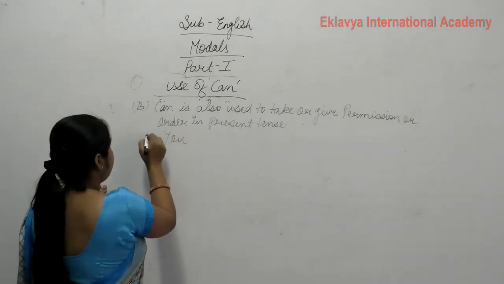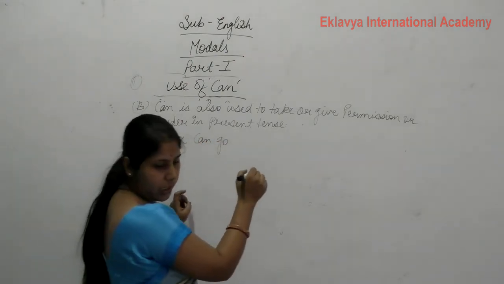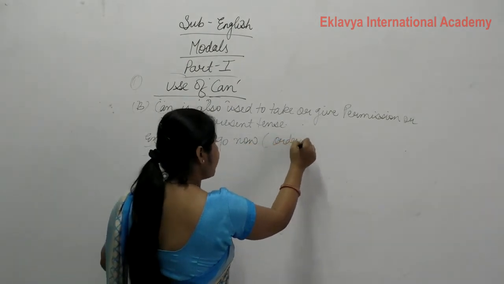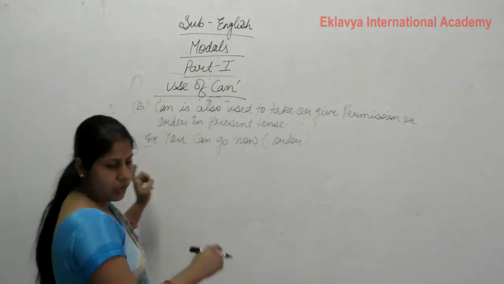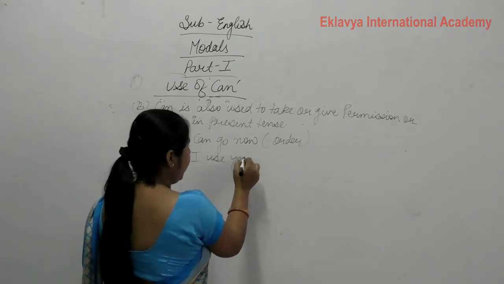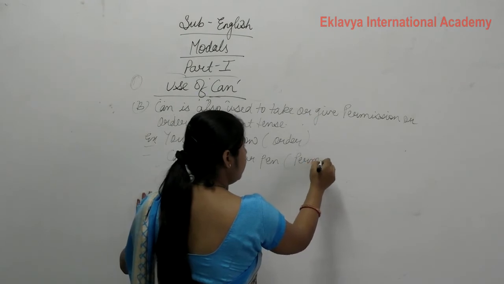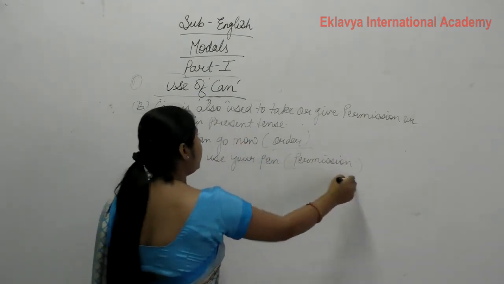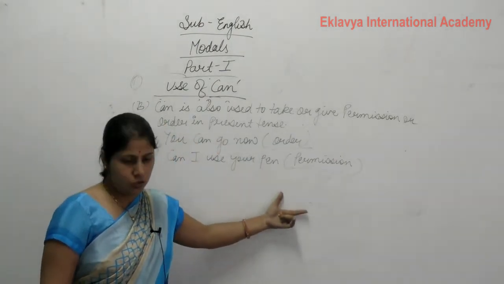You can go now. This is what? This is order. Okay. But this is given in present tense. Okay. Next is what? Can I use your pen? This is called permission. Okay. But in case of present tense, order and permission. So, can we use for order and permission also.